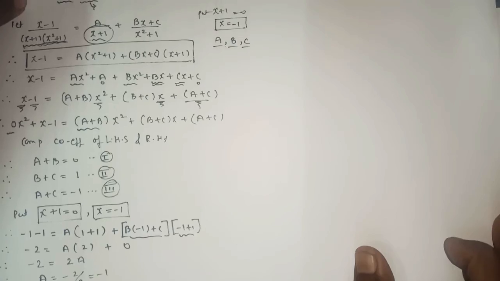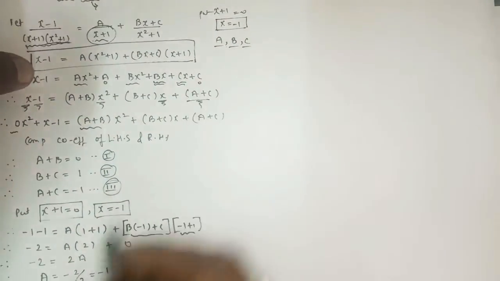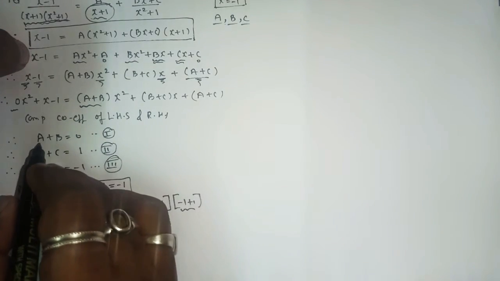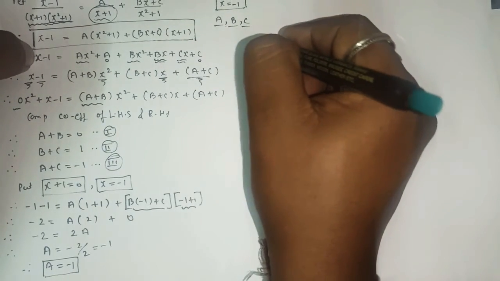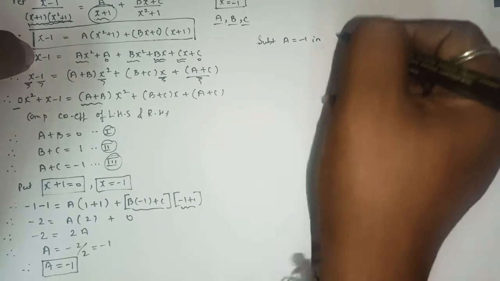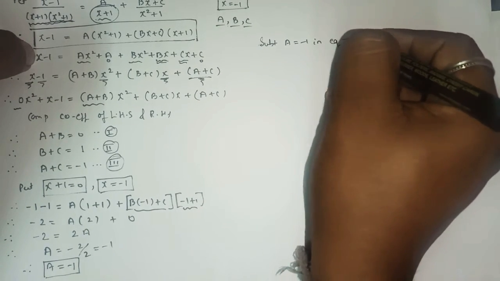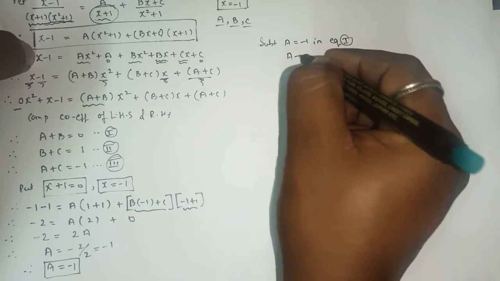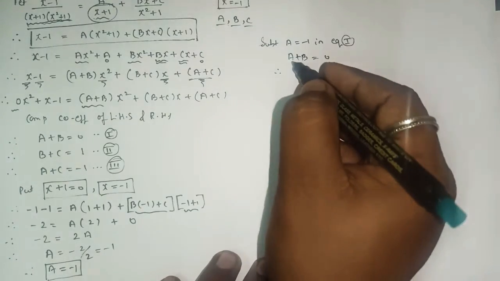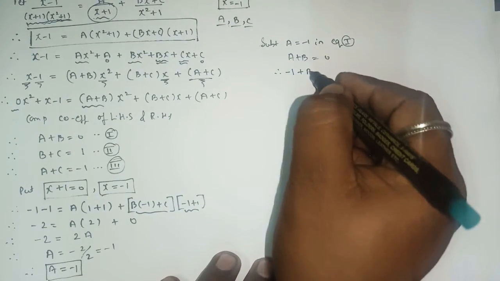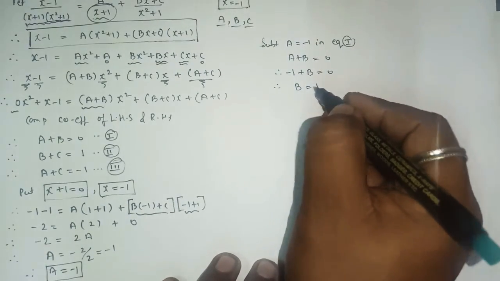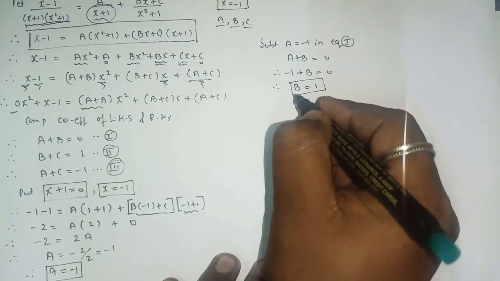Now we have to find the answer for B and C. So simply substitute the value of A in equation number 1. So we'll substitute the value of A equals to -1 in equation number 1. So therefore A plus B is equals to 0. So therefore A is -1, so -1 plus B equals to 0. So therefore B will be equals to 1. So here we got the answer of B also.